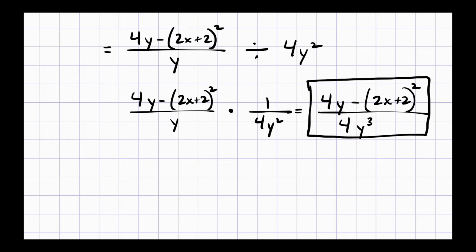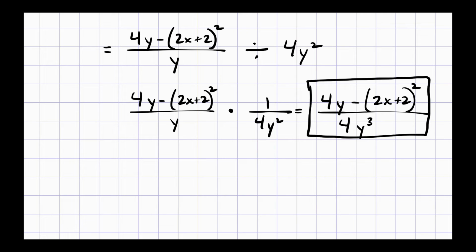There's no need to multiply the 2x plus 2 out, because there's no other x's. Everything else is y's, so you can't combine it with anything.